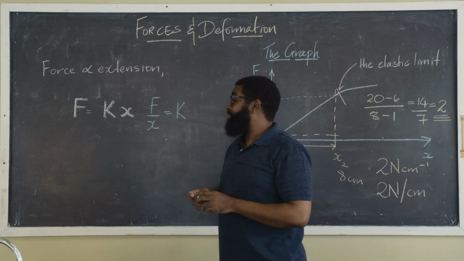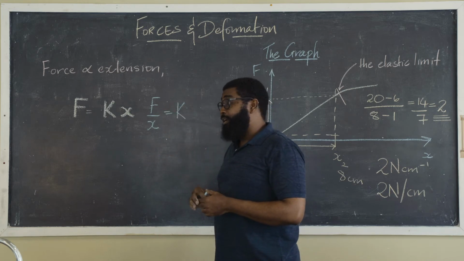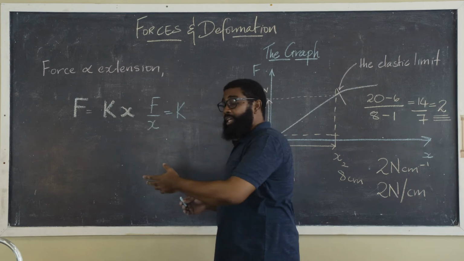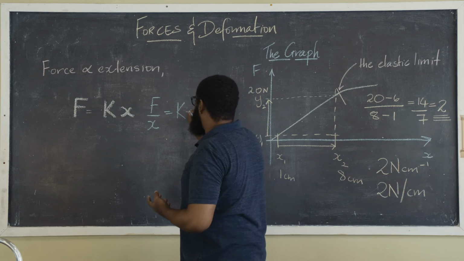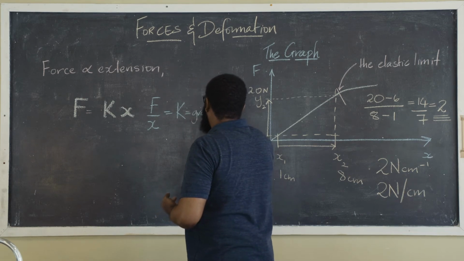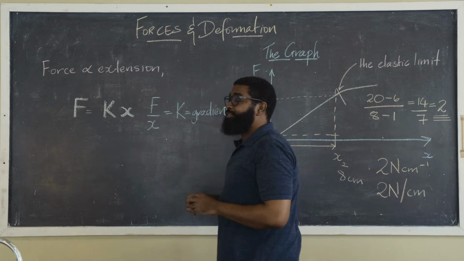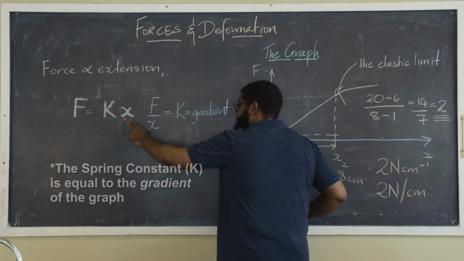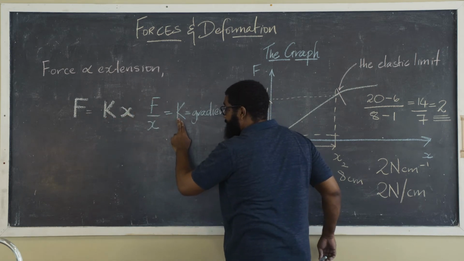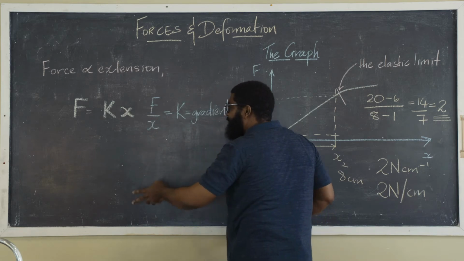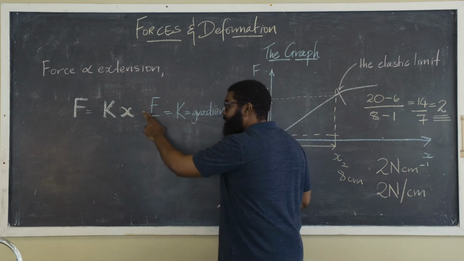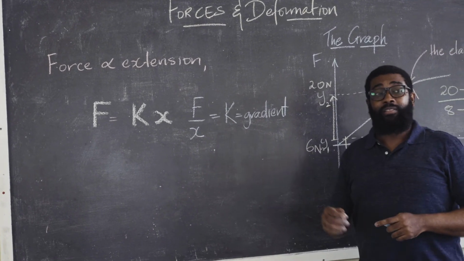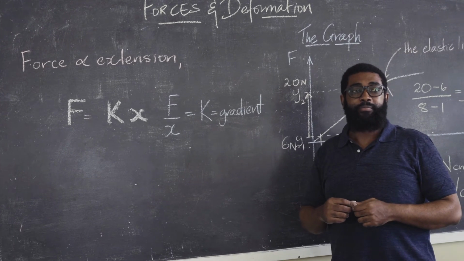Also, for a force extension graph, the gradient gives you the spring constant because the gradient is essentially force or change therein divided by extension or change therein. So the spring constant is essentially the gradient of the graph. Again, let me go over it. Force is equal to spring constant times extension. To find the spring constant, we divide force by extension. But in order to find gradient, we still divide change in force by the corresponding change in extension. It therefore can be concluded that our spring constant is the gradient of a force extension graph.